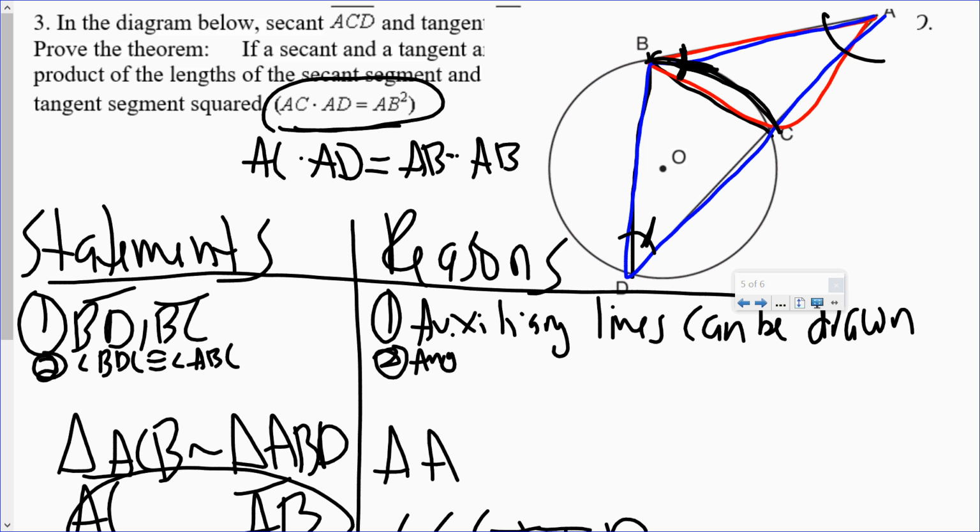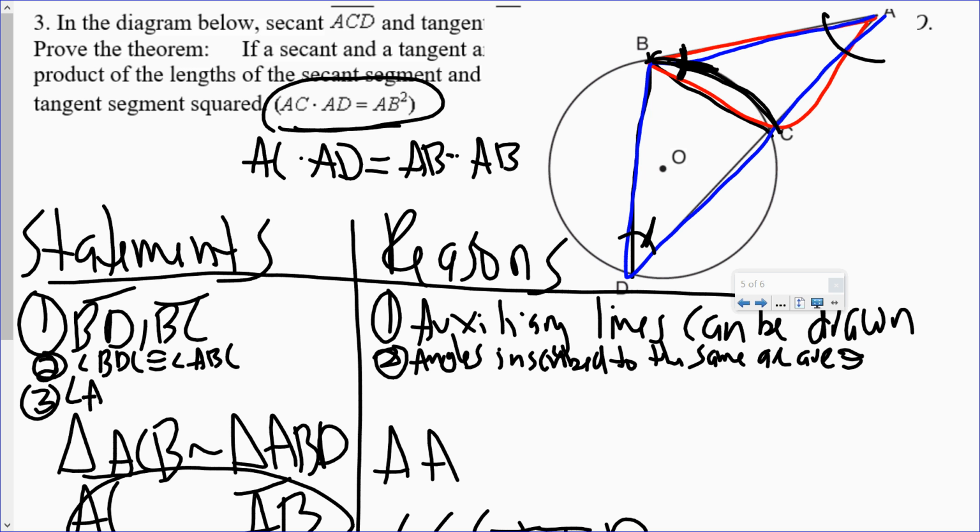Angles inscribed to the same arc are congruent. And then I have angle A is congruent to angle A, reflexive property.